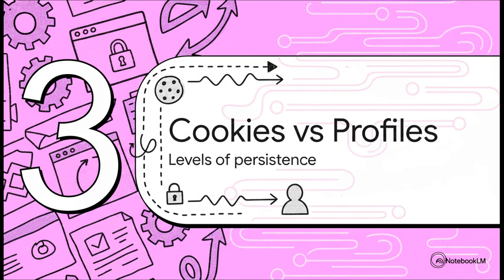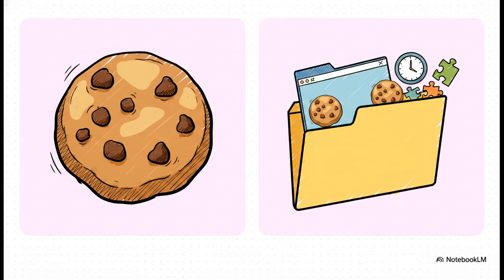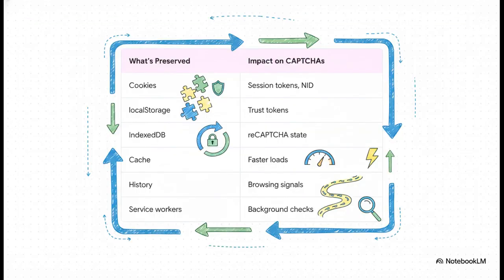Section 3, cookies versus full profiles. When you're defining your strategy, you've got to ask, what should actually persist? You generally have two main paths here. Basic cookie persistence might be totally fine for simple continuity, but full profile persistence, like saving a complete Chrome user data directory, preserves a much wider range of browser states. It really depends entirely on your specific workflow and how much trust you need to carry over from run to run. Preserving the entire directory keeps things like IndexedDB intact, which actually maintains internal state for things like reCAPTCHA.